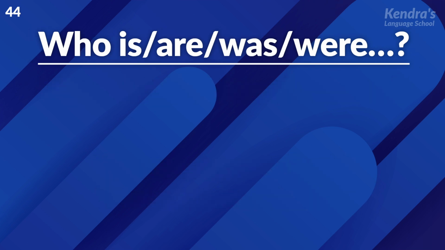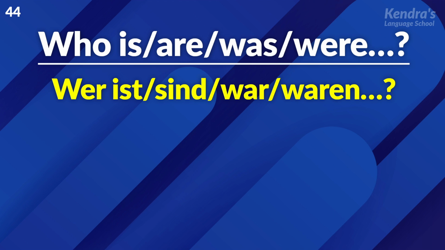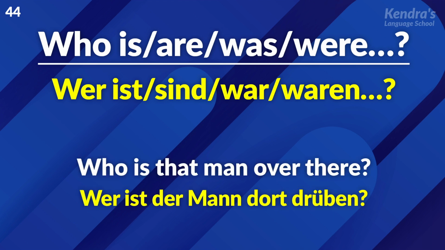Who is or was or were? Wer ist, sind, war, waren. Wird verwendet, um nach der Identität von Personen zu fragen. Wer ist der Mann dort drüben? Who is that man over there?